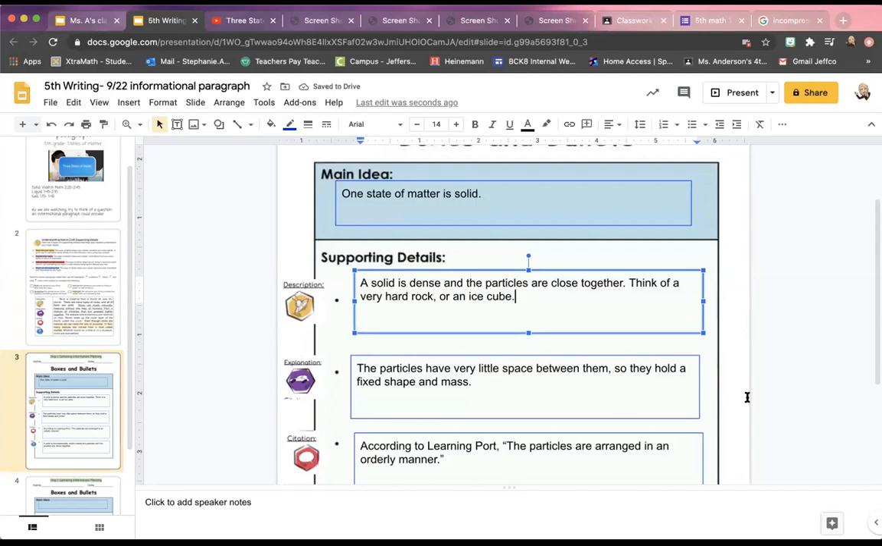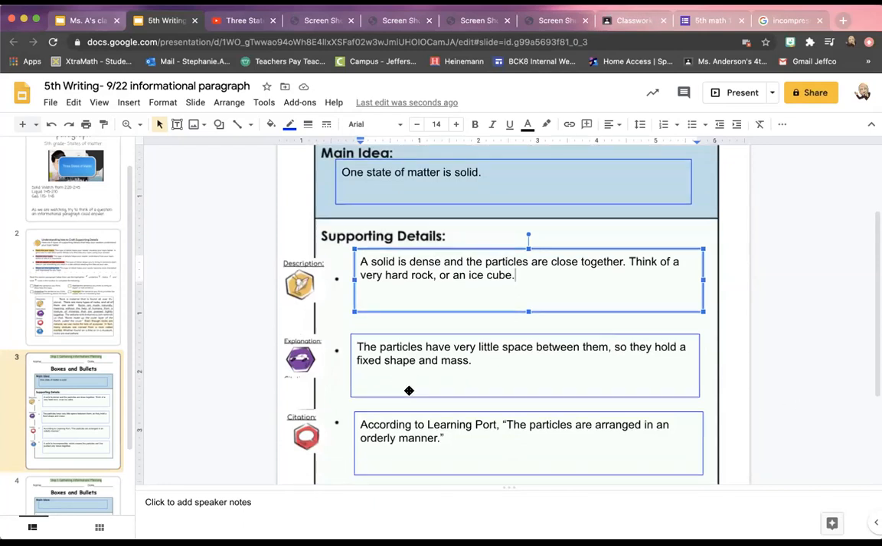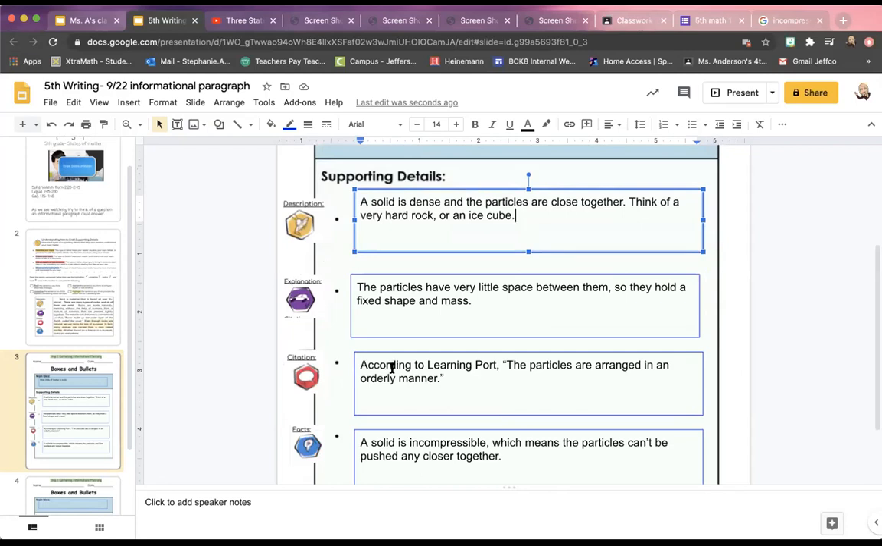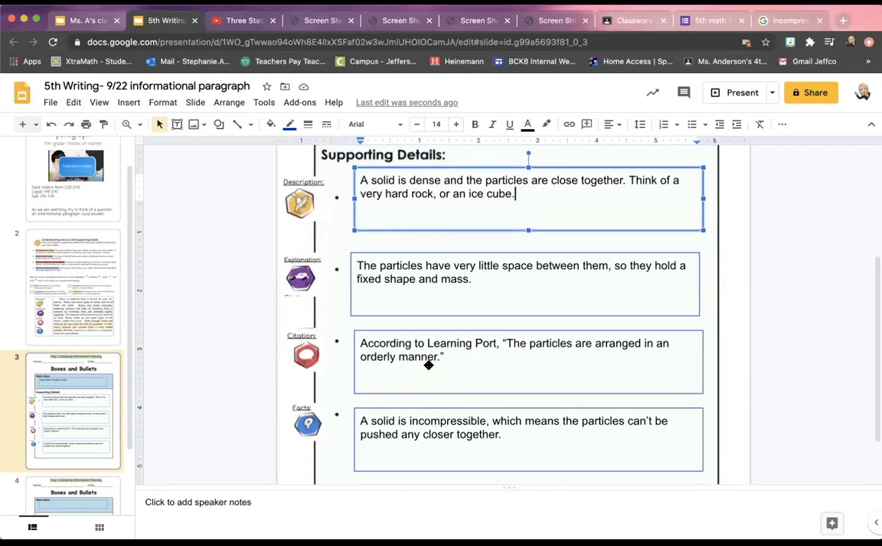The particles have very little space between them, so they hold a fixed shape and mass. According to Learning Port, they're arranged in an orderly manner. They're organized. And it's incompressible, which means the particles can't be pushed any closer together.